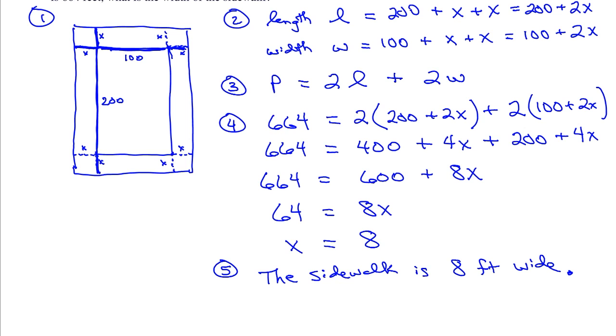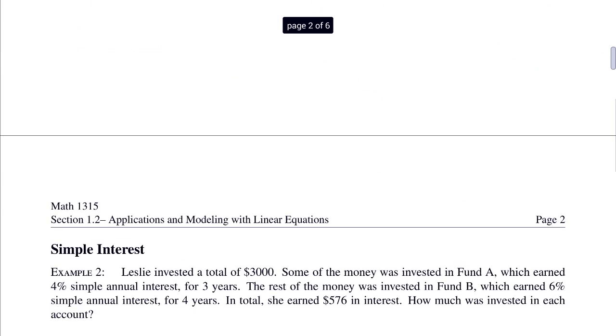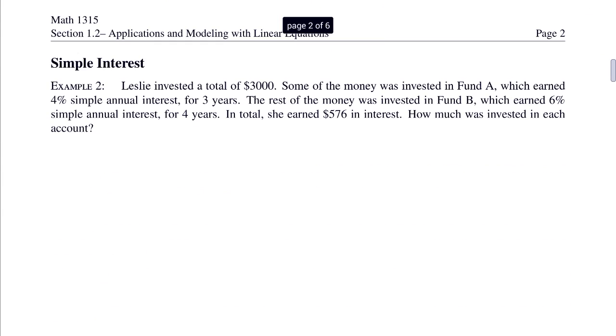Let's look at example 2 on the next page. We have a simple interest question. Leslie invested a total of $3,000. Some of the money was invested in Fund A, which earned 4% simple annual interest for 3 years. The rest of the money was invested in Fund B, which earned 6% simple annual interest for 4 years. In total, she earned $576 in interest. How much was invested in the account?